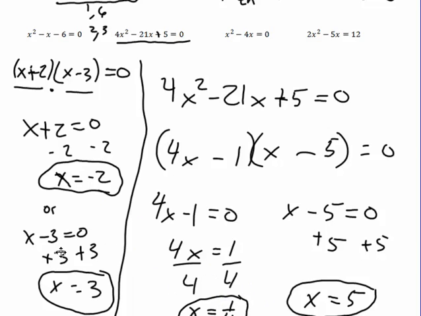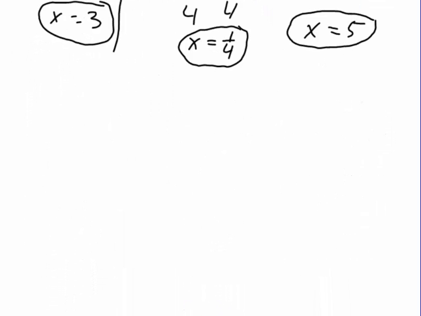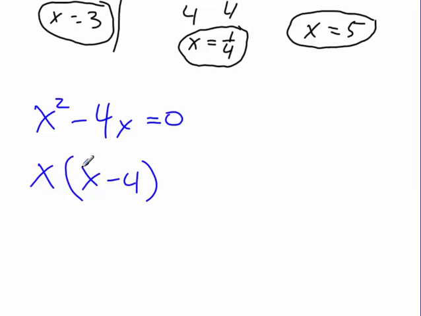All right, let's try this next one here. I have x squared minus 4x equals 0. Well, here, I might have a greatest common factor, don't I? My greatest common factor is going to give me an x. So I'd have x times x minus 4 equals 0. And this gives me something times something else equals 0.